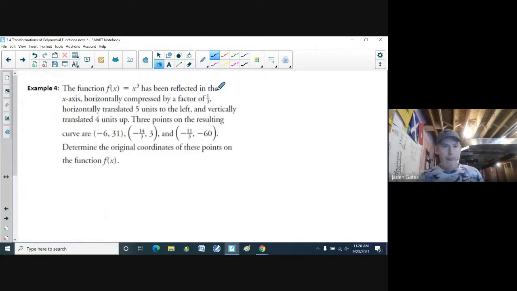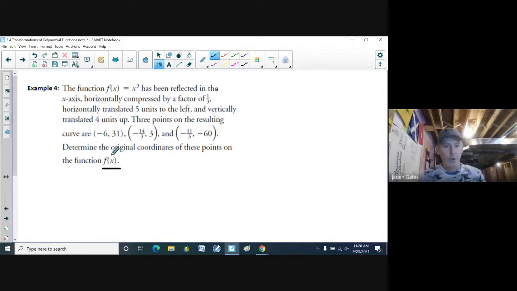So here we go. We're looking at the cubic function again. The function f of x equals x cubed has been reflected in the x-axis, horizontally compressed by a factor of 1/3, horizontally translated 5 units left and vertically translated 4 units up. Three points on the resulting curve are (-6, 31), (-14/3, 3), and (3, -11/3, -60). Determine the original coordinates of these points on our function.